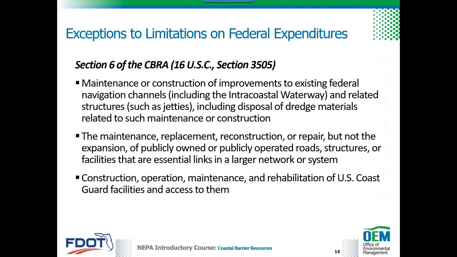Exceptions for coastal barrier resource provisions can be found in Section 6 of the Coastal Barrier Resources Act, which is in 16 U.S.C. Section 3505. A federal expenditure is allowable within the coastal barrier resource system units if it meets any of the following exceptions: maintenance or construction of improvements to existing federal navigational channels, including the intracoastal waterway, and related structures such as jetties, including disposal of dredge materials related to such maintenance or construction.